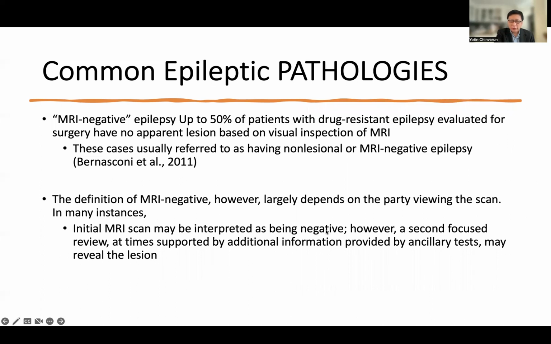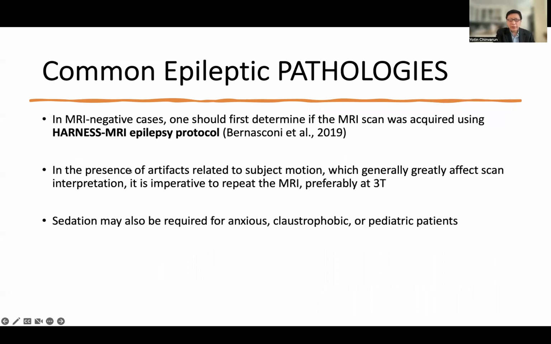However, on a second focused review, we might get additional information from localizing data from other neuroimaging, and you might finally find the lesion. So in an MRI-negative case, one should first determine whether the MRI scan was acquired properly, using the harmonized MRI epilepsy protocol proposed by the ILAE Neuroimaging Task Force. In the presence of artifact related to subject motion, you might repeat the MRI scan, preferably with a 3 Tesla MRI scan with the proper protocol.